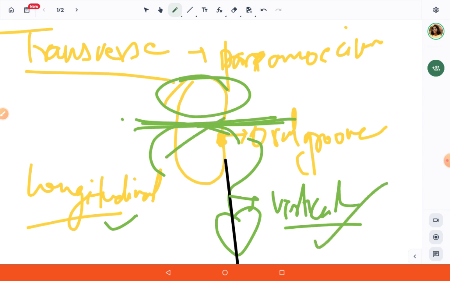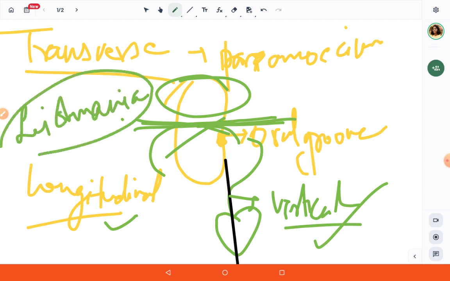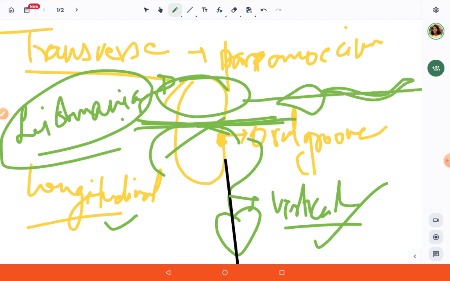Now remember Leishmania. Leishmania is an organism. It also divides transversely. Leishmania looks like this. It will divide, of course, in a horizontal way. So Leishmania also divides in this way. This is the nucleus over here of the Leishmania. Alright. This was about transverse and longitudinal binary fission.